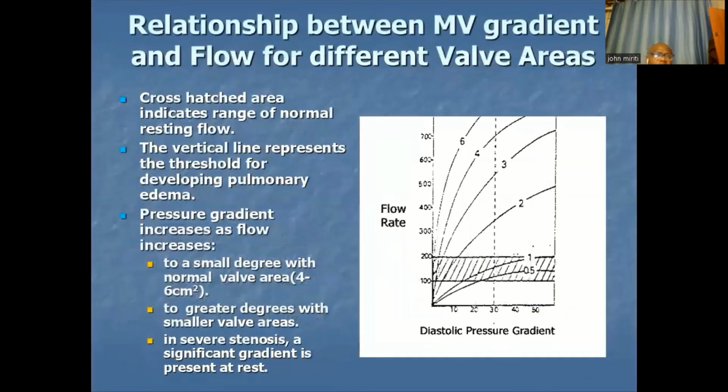So what is the relationship between the mitral valve gradient and the flow for different valve areas? The cross-hatched areas indicate the range of normal resting flow. The vertical line represents the threshold for developing pulmonary edema. The pressure gradient increases as the flow increases, to a small degree with a normal valve area of 6 to 4 centimeters squared, and to a greater degree with smaller valve areas. In severe stenosis, a significant gradient is present at rest.